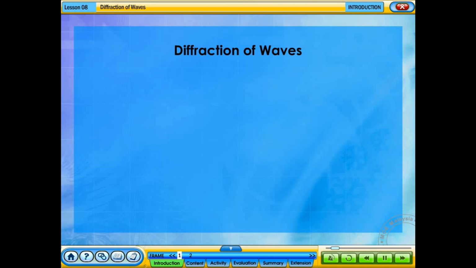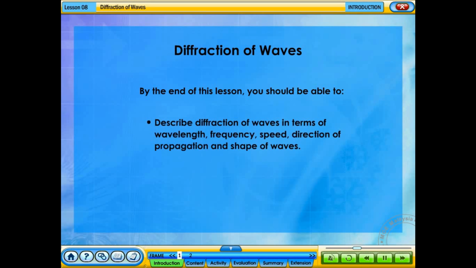Diffraction of waves. By the end of this lesson, you should be able to describe diffraction of waves in terms of wavelength, frequency, speed, direction of propagation, and shape of waves. Draw a diagram to show diffraction of waves.